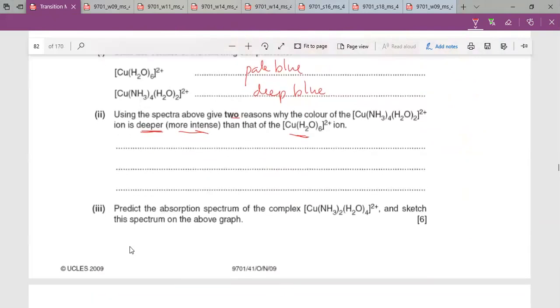I ask you here: predict the absorption spectra for Cu(NH3)4 2+. Now I told you it comes from this one, isn't it? One by one, the water ligand will be kicked out by the ammonia. It doesn't happen in one shot, so it can go 1, 2, 3, and 4, maximum 4. Don't go to 6 again. So I ask you to sketch the spectra for this one, which is between here and here.